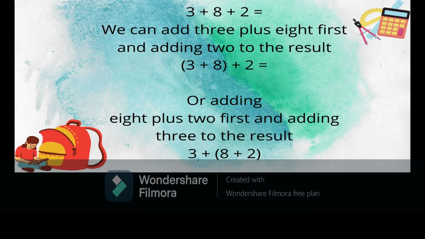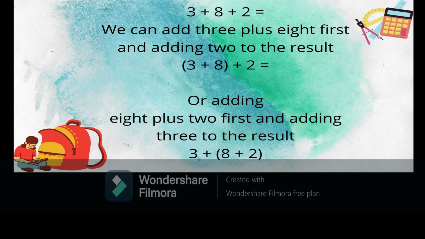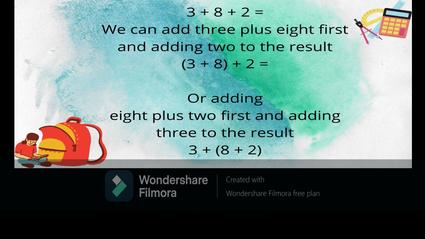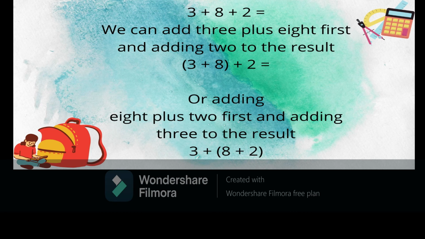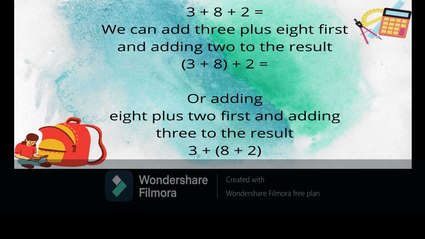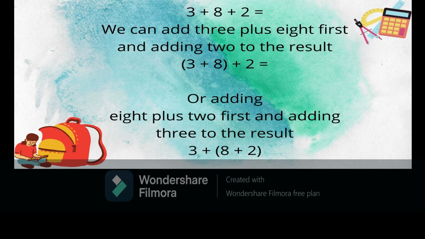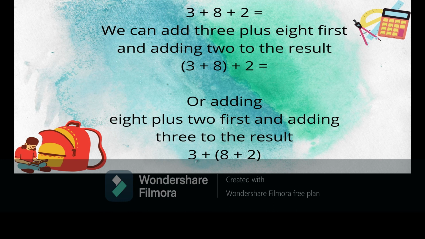We can add 3 plus 8 first and add 2 to the result, or add 8 plus 2 first and add 3 to the result. In these operations, the two ways give the same result. When we have 3 or more addends, it is possible to start by adding the first two numbers and to the result add the third, or vice versa. Start by adding the second and the third and to the result add the first. This is the second of the properties of the sum and we know it as the associative property.